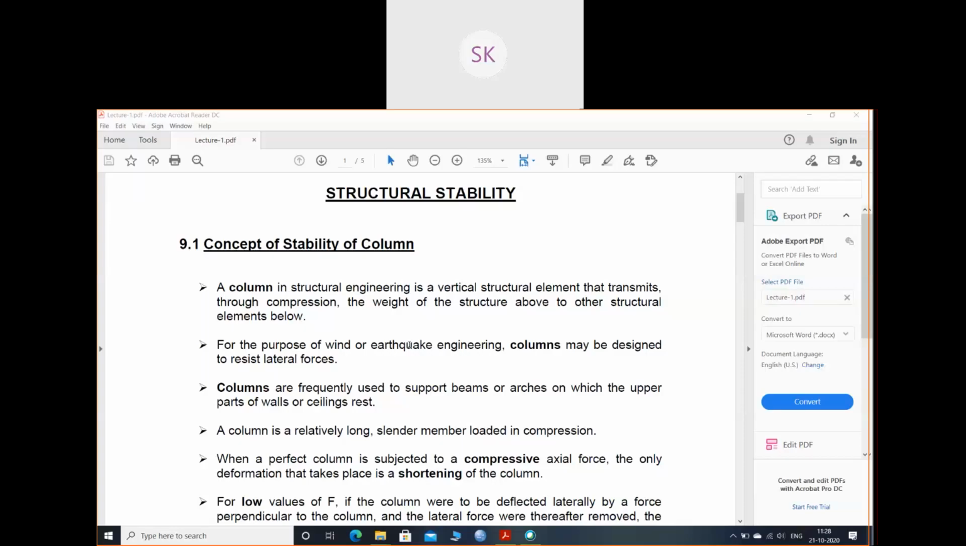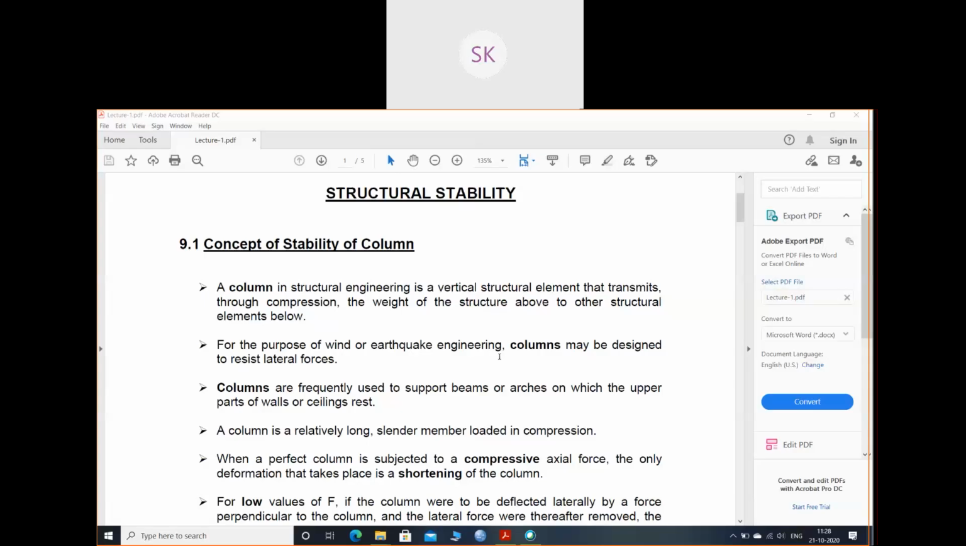And from that the load is distributed to the columns, and those columns transfer the whole load to the foundation. Okay, that's why we construct the foundation, right? We construct the foundation part, then we join the columns to the structure. So it transfers load in the vertical direction to the ground. That is the purpose of a column. For the purpose of wind or earthquake engineering, columns may be designed to resist lateral load. So when you design a windmill or some structural frame, columns are designed for lateral forces.